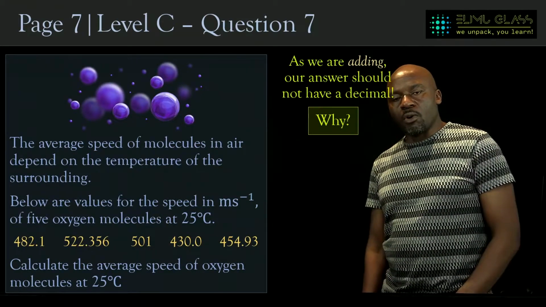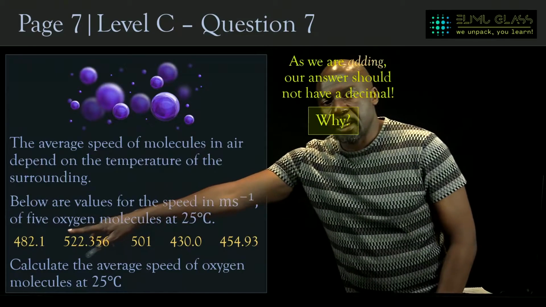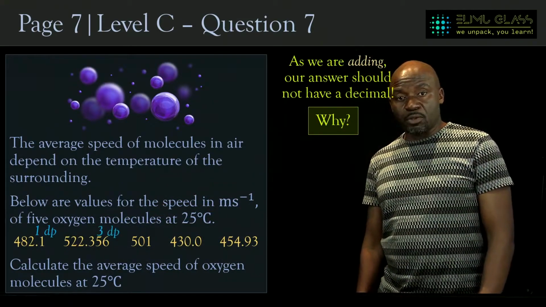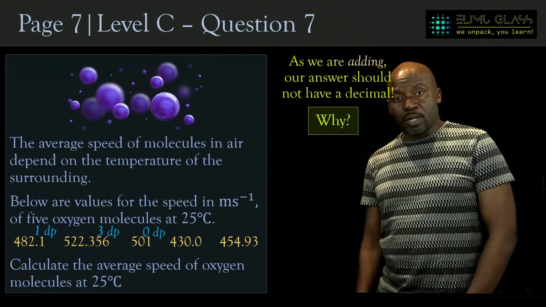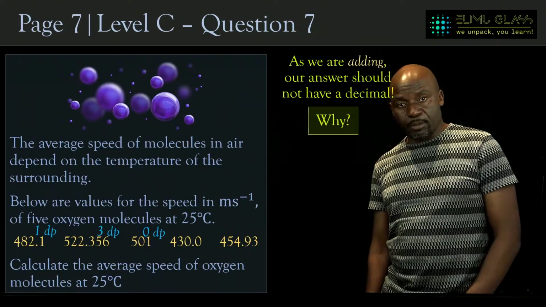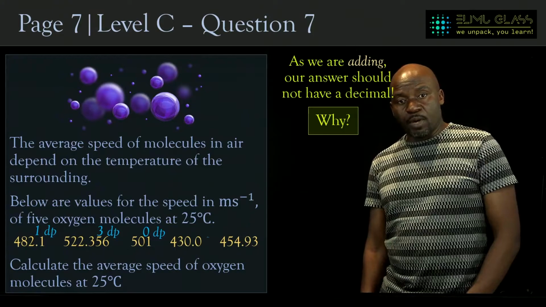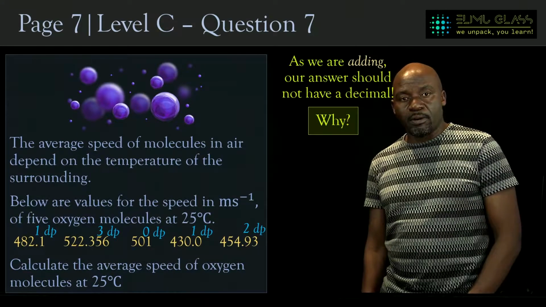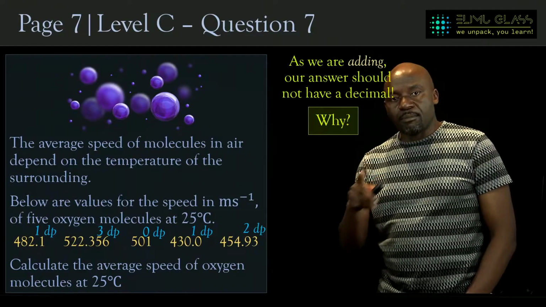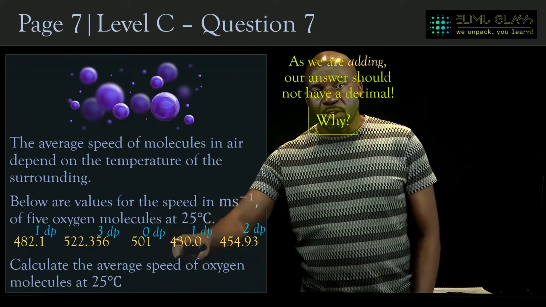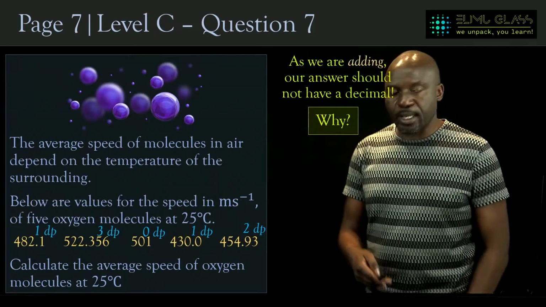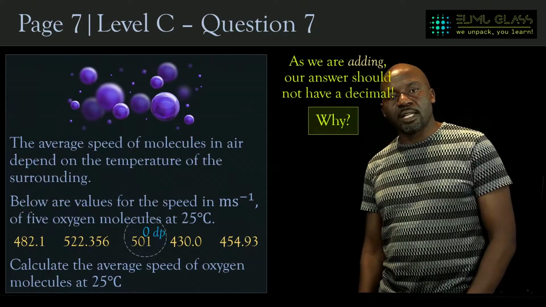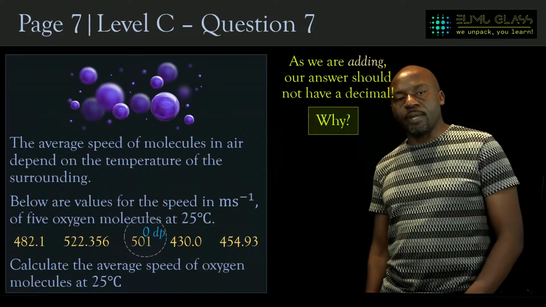All right? So the first one is to 1 decimal place, the second one is to 3 decimal places, the third one is to 0 decimal places, there is no decimal there, the fourth one is to 1 decimal place, and the fifth one is to 2 decimal places. All right, and so our answer must have the smallest of these. So it has to be to 0 decimal places. That's where our answer will not have any decimal place.